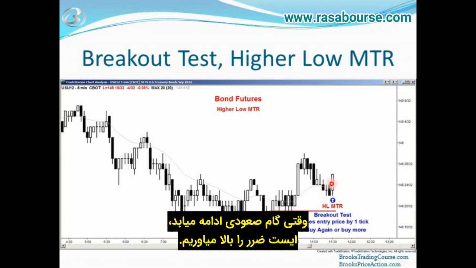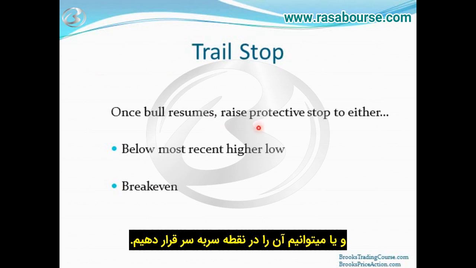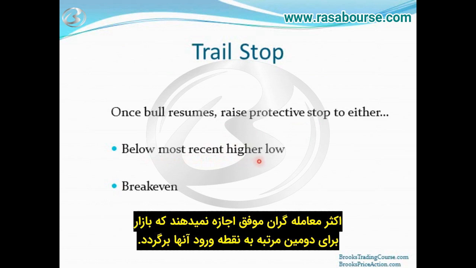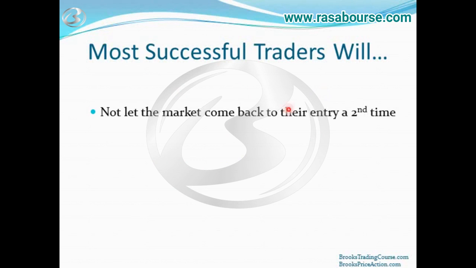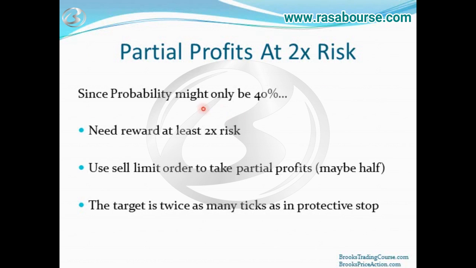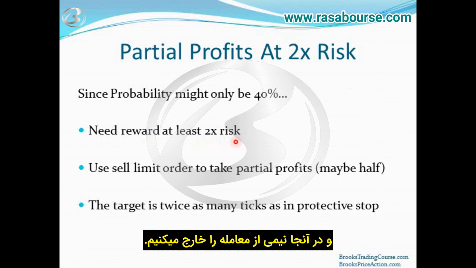Once the bull resumes, you raise the protective stop to either below the most recent higher low or to break even. Most successful traders will not let the market come back to their entry price a second time. Since the probability is only 40% or so, you need a reward at least 2 times bigger than your risk. So you place a sell limit order to take partial profits, maybe half, once the market reaches a target that is twice as many ticks as in your protective stop.